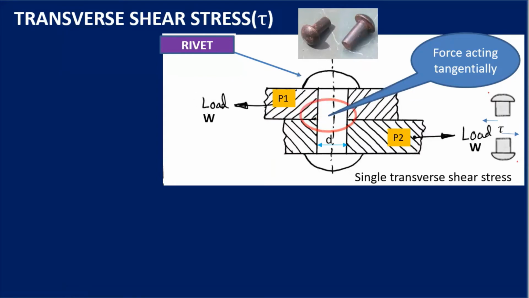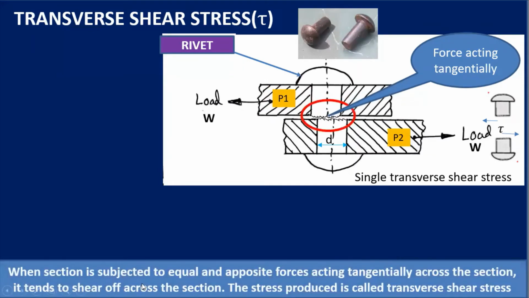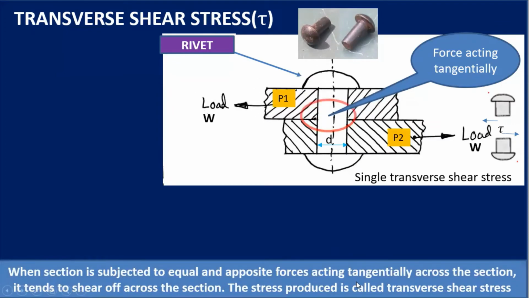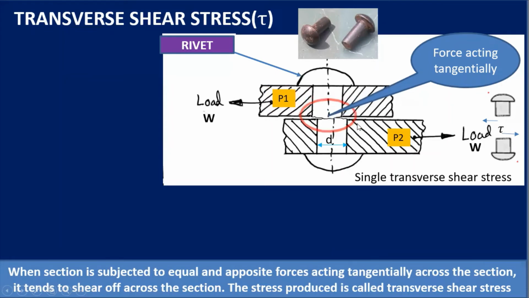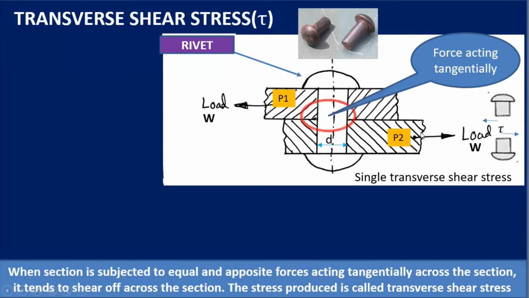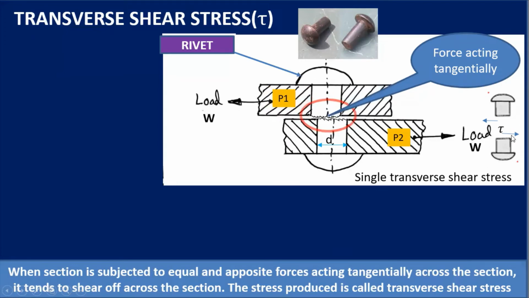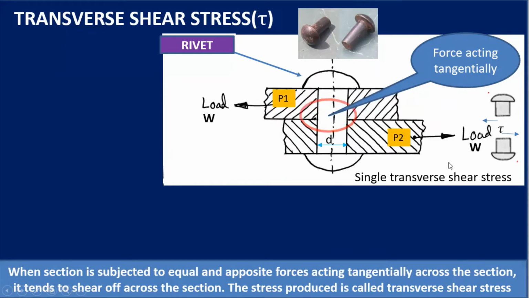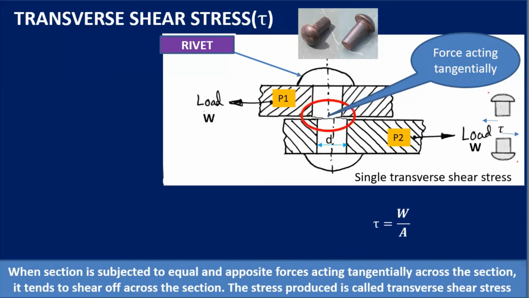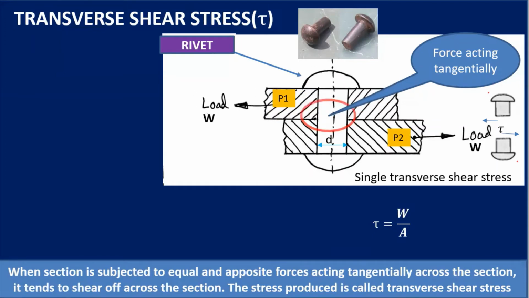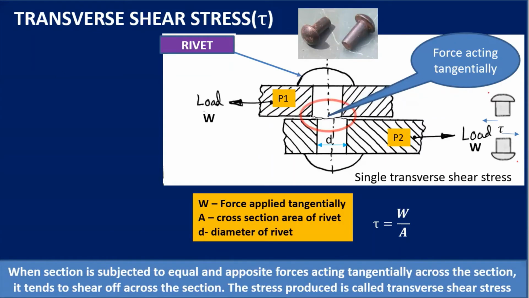Now, we know that when a section is subjected to equal and opposite forces acting tangentially across the section, it tends to shear off. Here we can see the shearing has taken place, and the stress produced is called a transverse shear stress. Now, for the single transverse shear stress, tau is equal to load upon area. So W is the force applied tangentially.